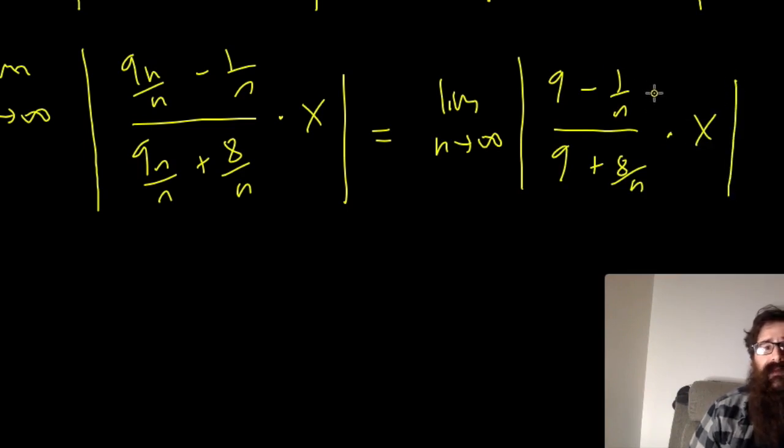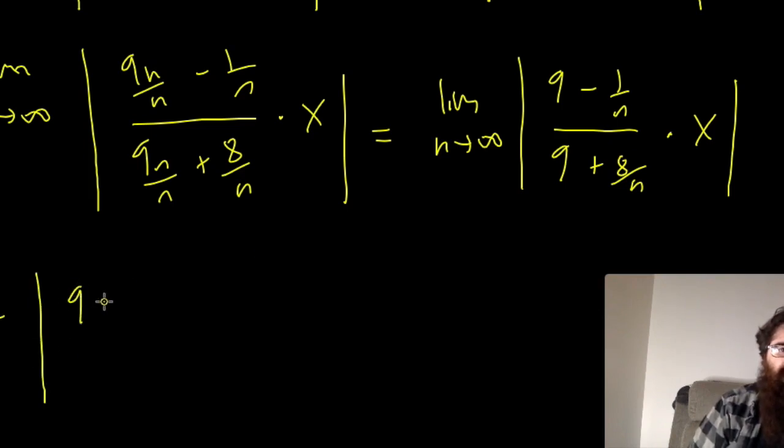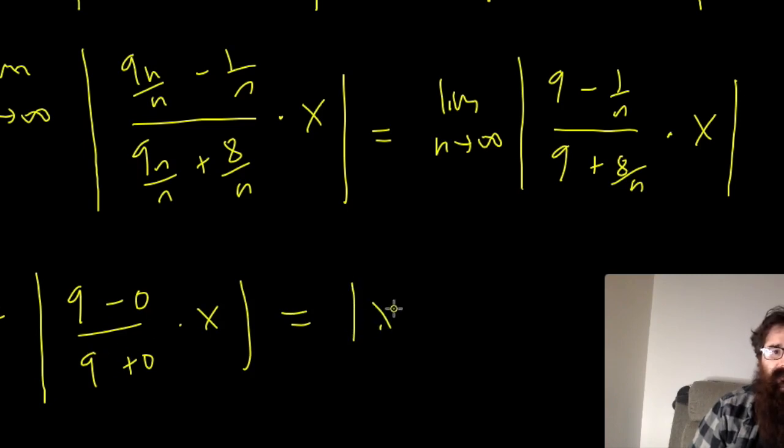And as n goes to infinity, 1 over n and 8 over n both go to 0, so I can actually take the limit now. Get absolute value of 9 minus 0 over 9 plus 0, and then times x. We say, well, this is 9 over 9, which is 1, so I just get absolute value of x.